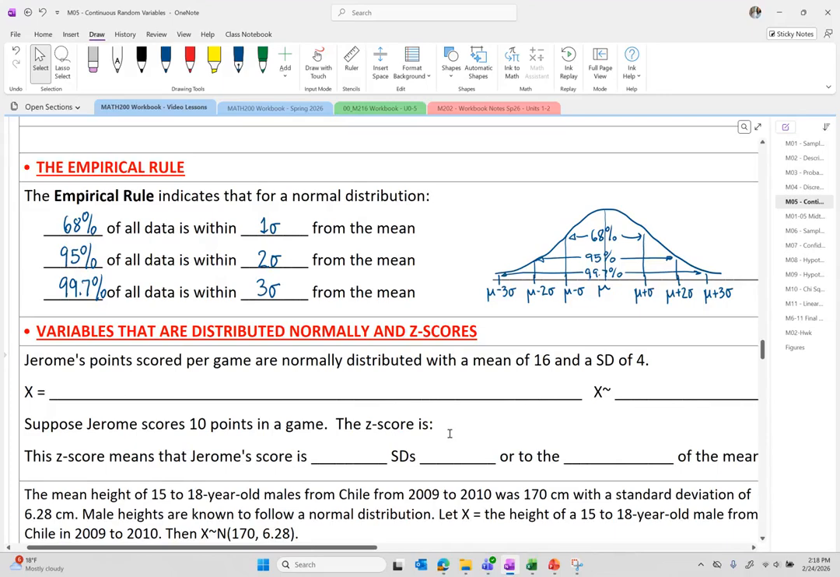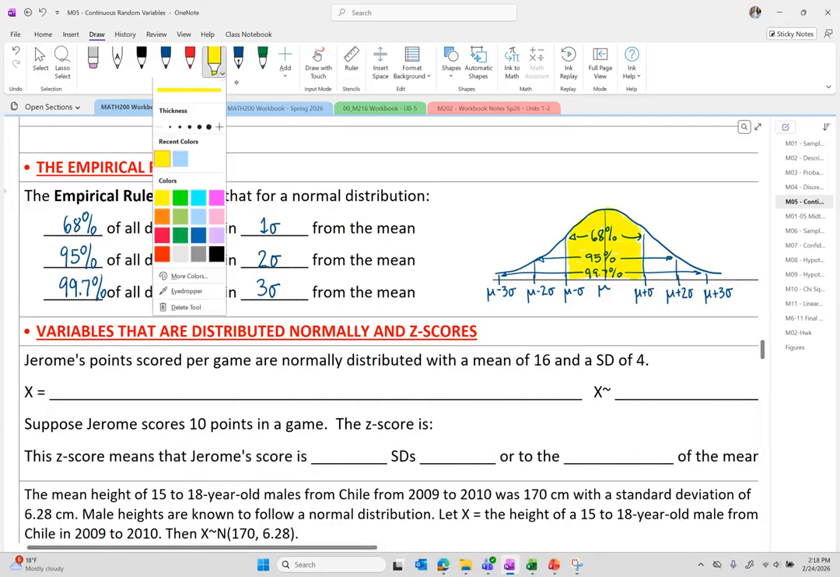We are continuing our video on the standard normal distribution, and we are reminding ourselves again of the empirical rule. The empirical rule indicates that for a normal distribution, 68% of the data is within one standard deviation from the mean, and that part of the curve will contain approximately 2/3 of the data, more than 2/3 of the data. And then 95% of the data is within 2 standard deviations from the mean.